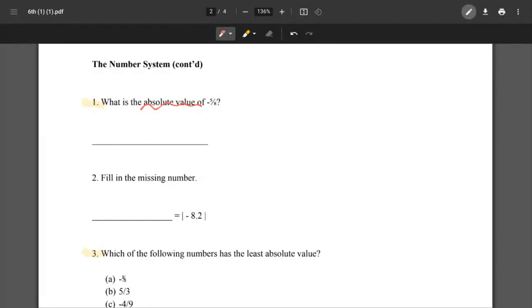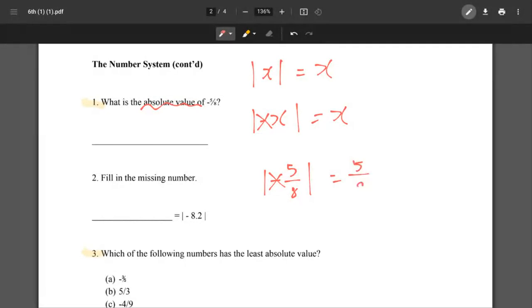So what does that mean? Well, when we have an absolute value of x, that's going to be positive x. And if we have the absolute value of negative x, we're still going to have just x. Why? Because we're disregarding the sign. Okay? And so, if we have the absolute value of negative 5 over 8, again we don't care about the sign, right? So our absolute value of negative 5 over 8 is going to be 5 over 8. Positive 5 over 8. Okay?